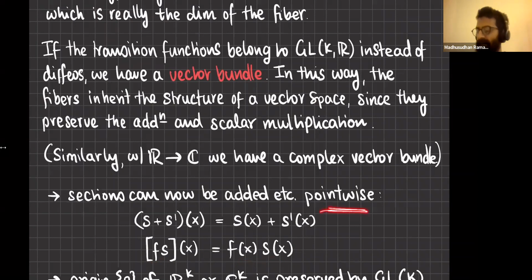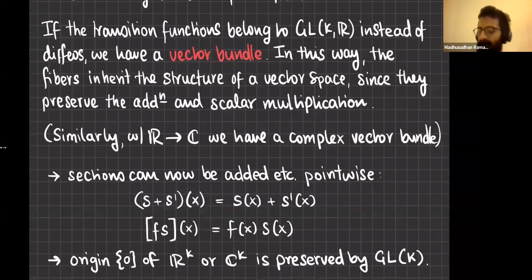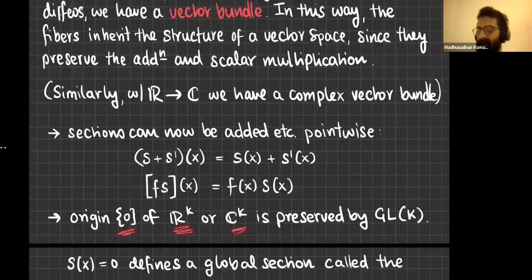And this pointwise is really going to be a key for us. The reason for this is that pointwise, all of the things that we would ordinarily do with vector spaces, we can do with fiber bundles as well. And this gives us a whole new set of things that we can build out of this basic definition. Okay. Another interesting thing about vector bundles is that the origin of R^k or C^k is preserved by GL_k. So you perform GL_k rotations on the origin, it stays at the origin, right? This point is preserved by the action of the structure group.